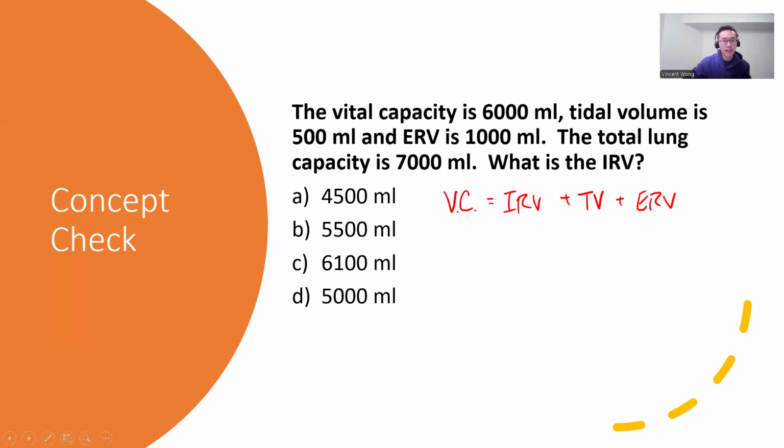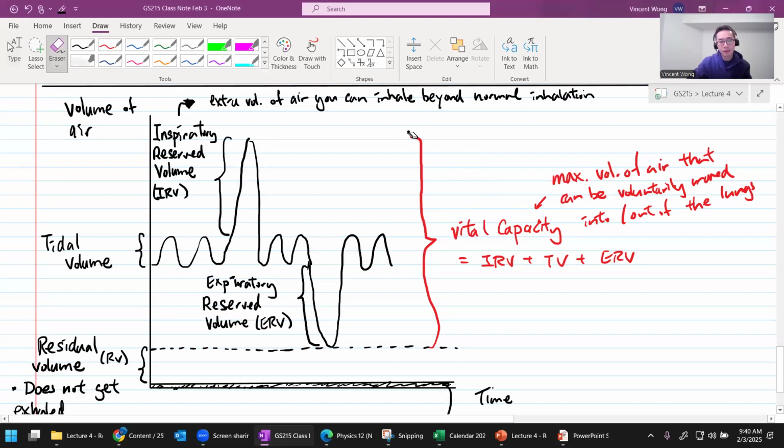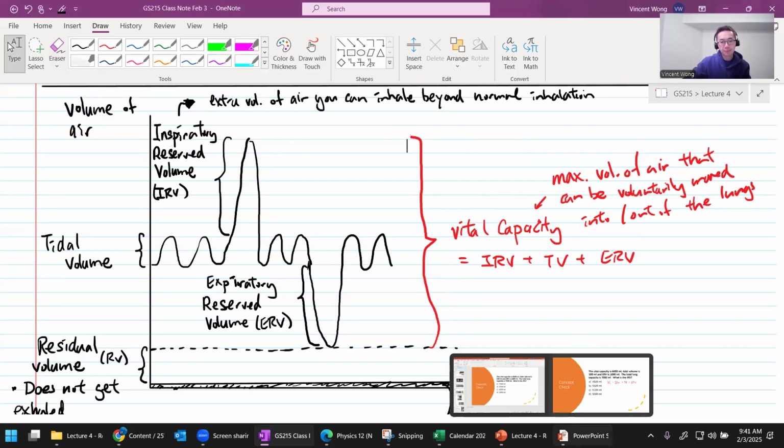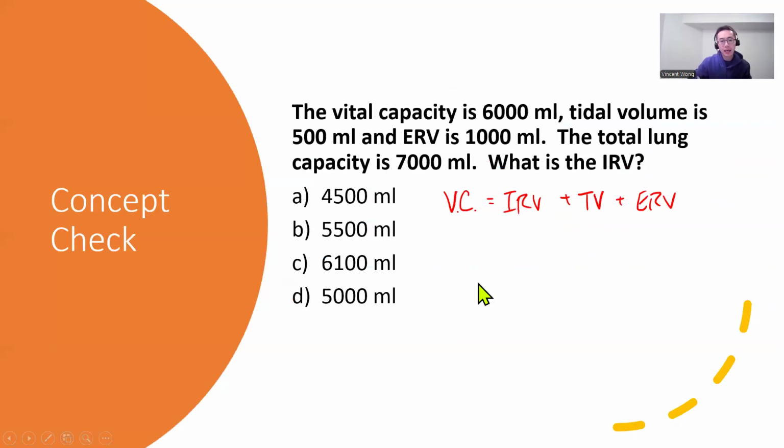Let's take a look at the graph again. Vital capacity from the top all the way to the bottom. I told you you can breathe in as much as you can and then breathe out all the way into a balloon. Then you will see your vital capacity. And then we're trying to find the IRV. So vital capacity is 6,000. IRV is X plus tidal volume 500, ERV 1,000.